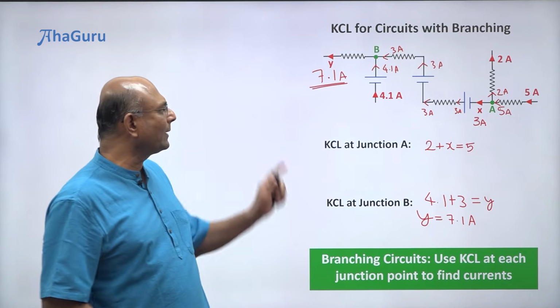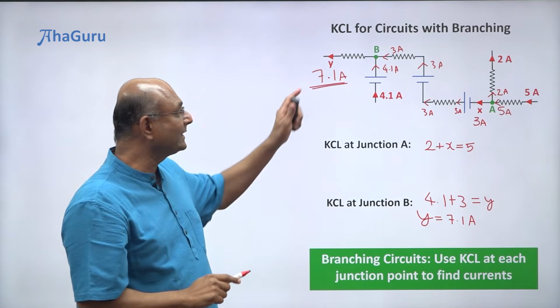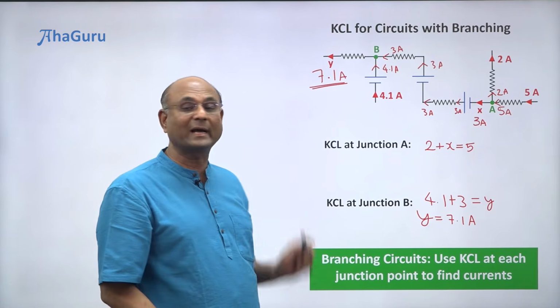So it's very easy to apply Kirchhoff's law. Just apply it junction by junction, and then you will be able to find out all the currents required.